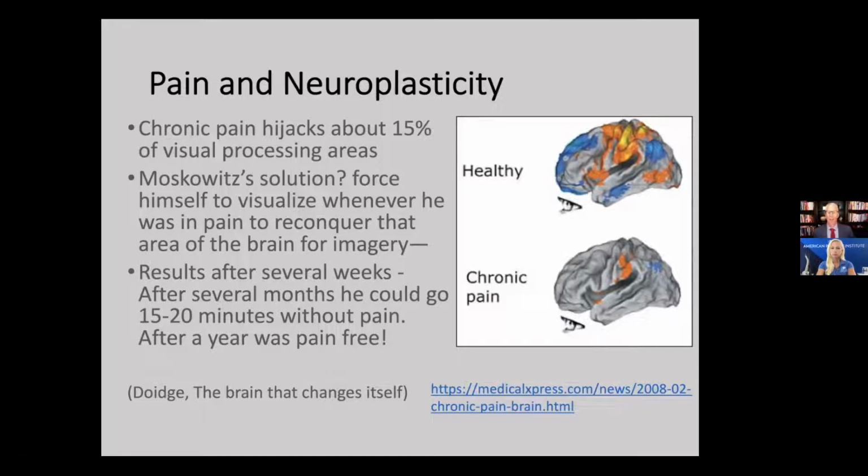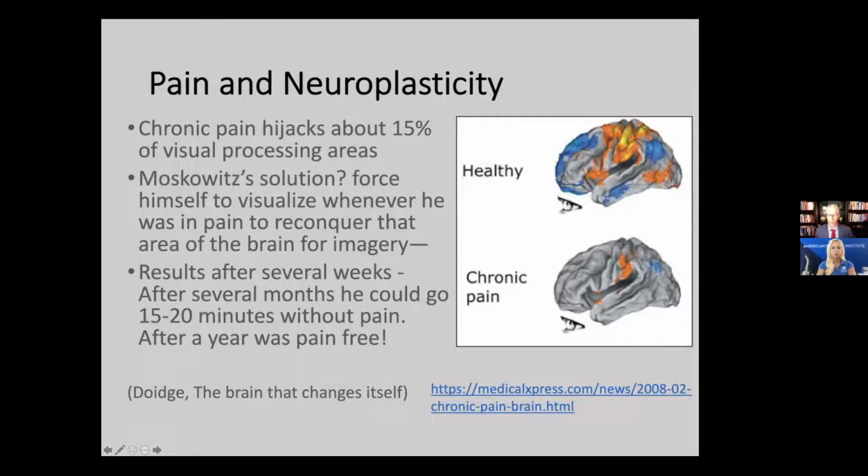And if you look at this healthy image to the right, you'll see that there's all this blood flow and function right where it's supposed to be. And if you look at someone who has chronic pain, it's now dysfunctional. And if you read the book, The Brain That Changes Itself, you'll find that Moskowitz had severe chronic pain and he couldn't get out of it for years and years.